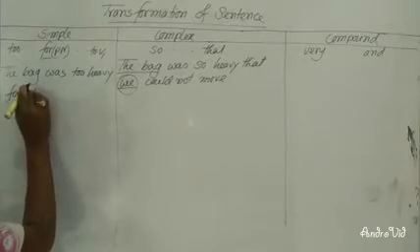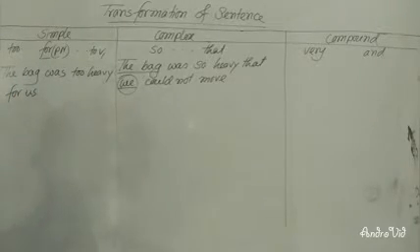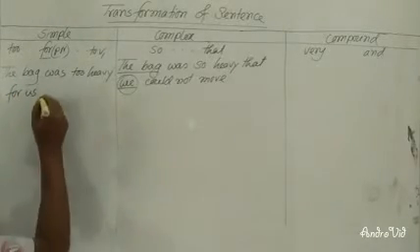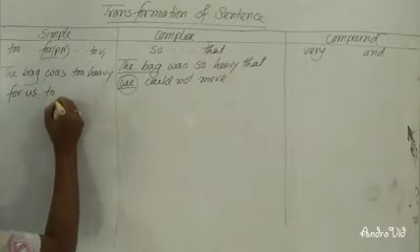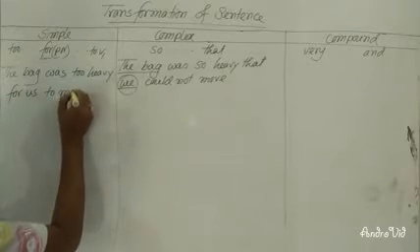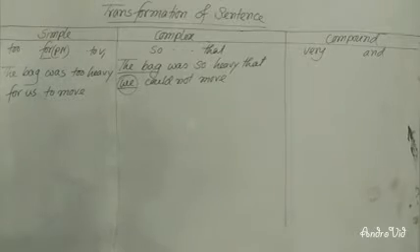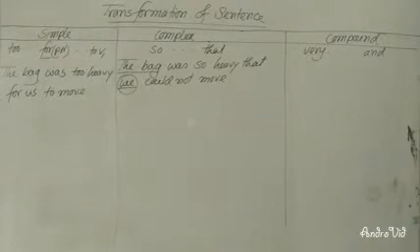and then you will have to write to and the present form of verb. The bag was too heavy for us to move. The sentence was: the bag was so heavy that we could not move.